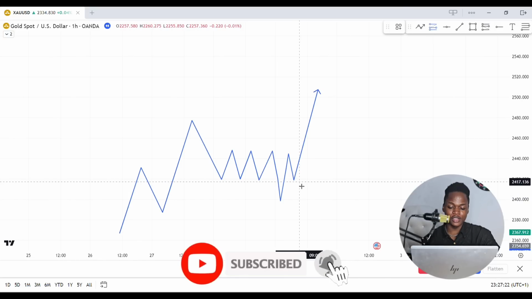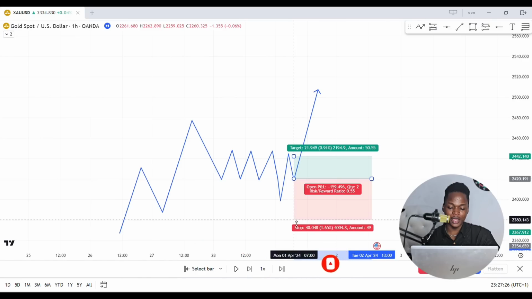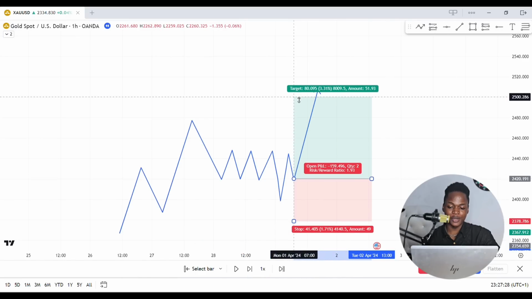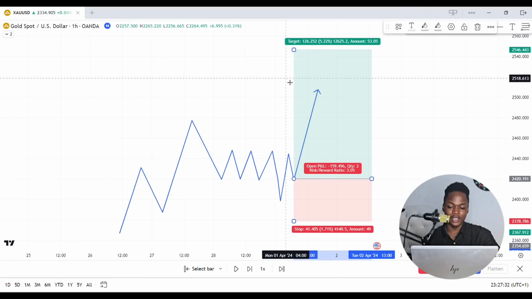For gold, I'm going to be risking 40 pips all the time. I'm going to be risking 40 pips to make 120 pips, and then trust me, the win rate is insane, right? The win rate of this trade is insane.